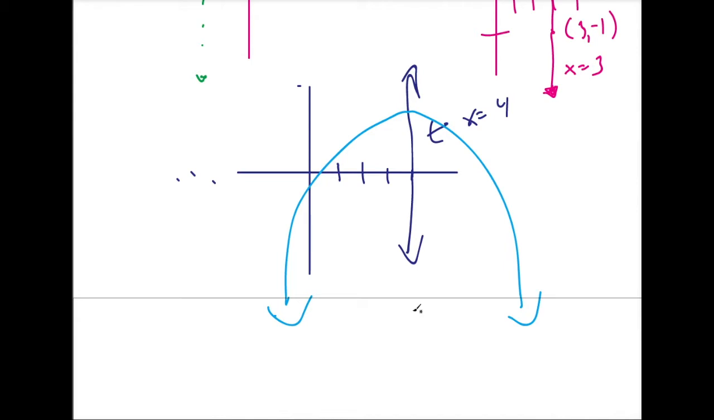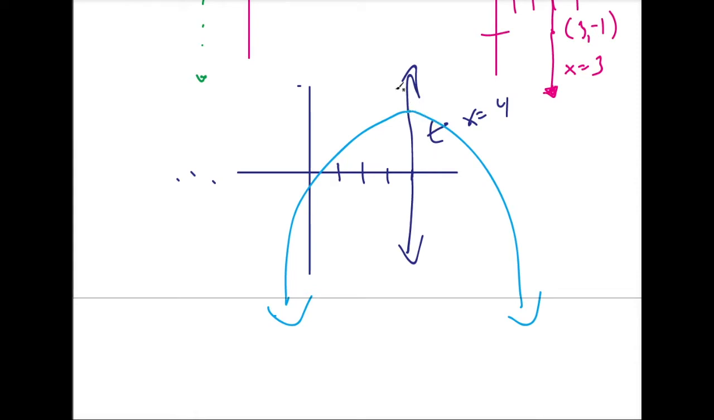My axis of symmetry is right here. Where is your axis of symmetry? I want to know where your axis of symmetry is. Mine is right here. Where is yours? Right here, right? That's right. Right down the middle.